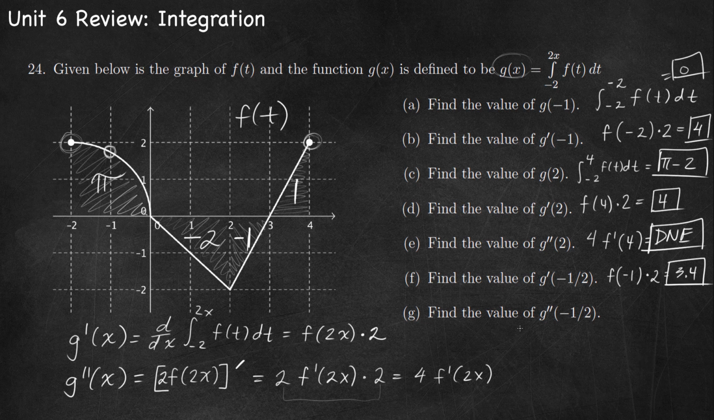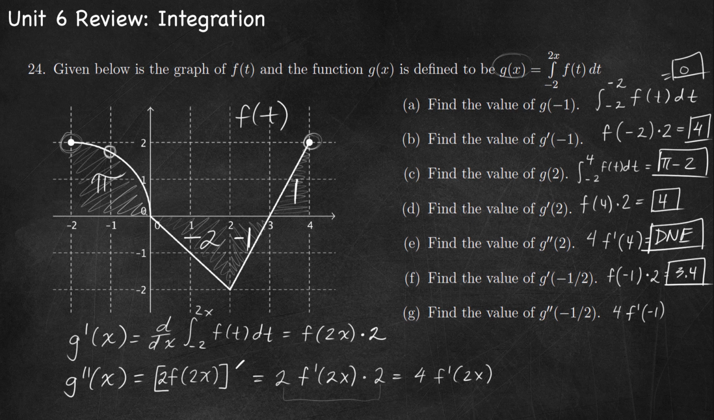And then part G, find the value of g double prime at negative 1/2. So let's go to our g double prime equation. That's going to be 4 times f prime of 2x. So 4 times f prime of 2 times negative 1/2. Hopefully we'll have better luck with f prime at negative 1.